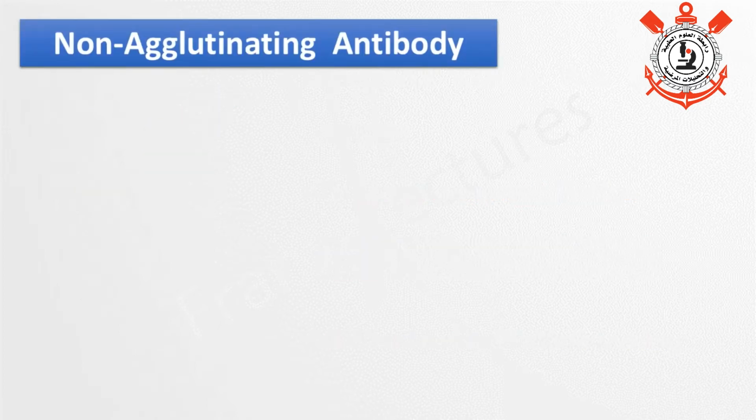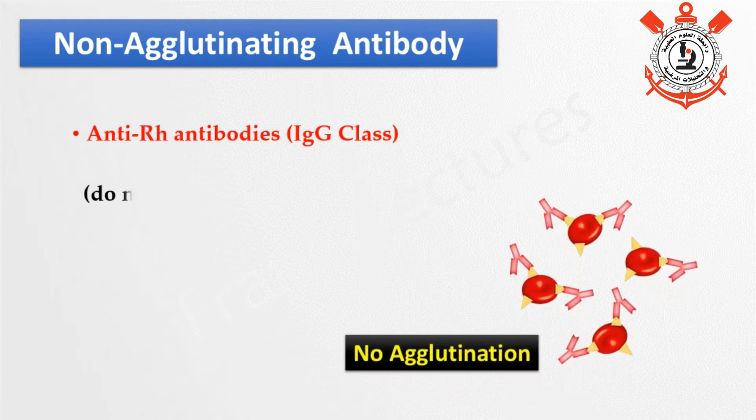One very important example of non-agglutinating antibody is anti-Rh or anti-D antibodies. Recall that these antibodies belong to IgG class. Anti-Rh antibodies bind to the Rh antigen on RBCs, but they do not agglutinate them in vitro.